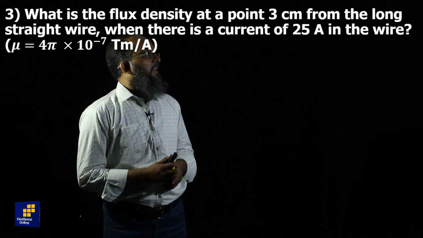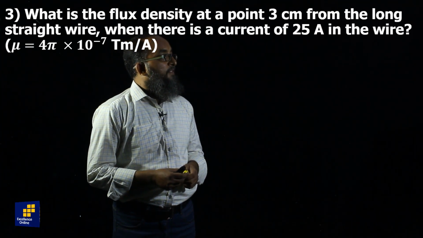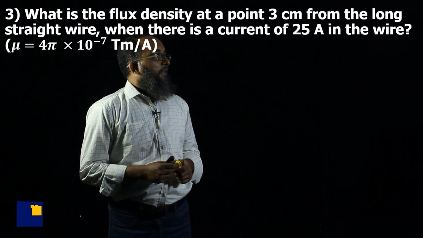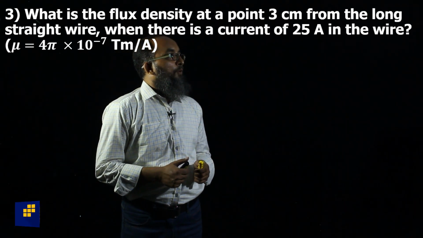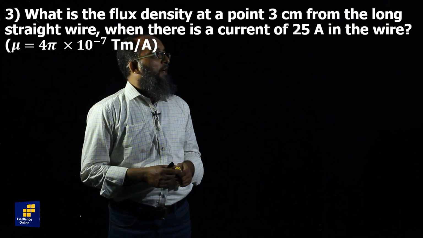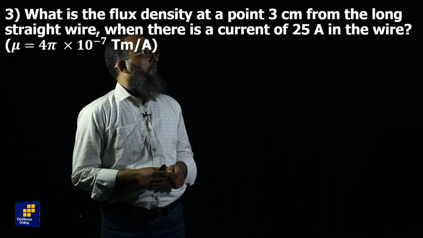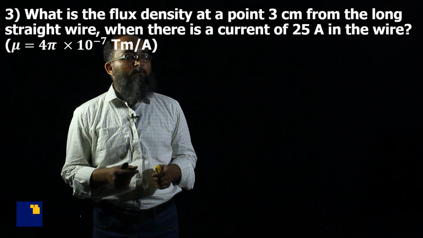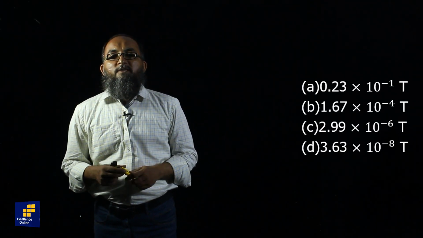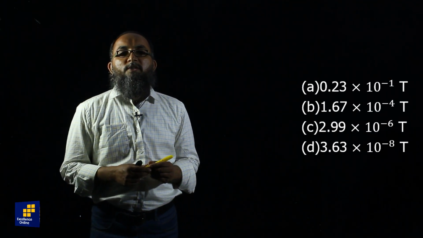Question number 3 of MCAT 2009 paper is, what is the flux density at a point 3 cm from a long straight wire? When there is a current of 25 ampere in the wire, the value of permeability of free space is 4 pi exponential minus 7 Tesla meter per ampere. The options are here on the screen. To find the magnetic flux density, we have to apply Biot-Savart law.